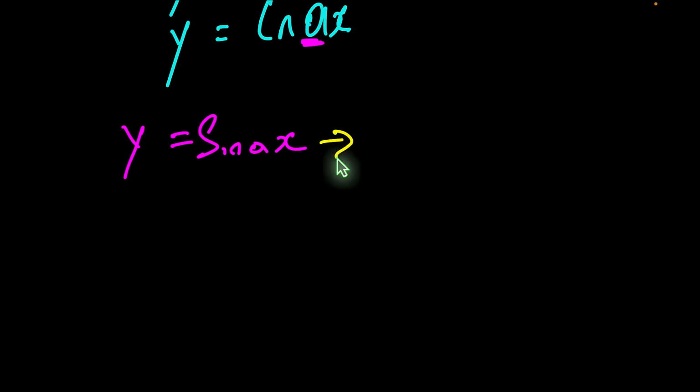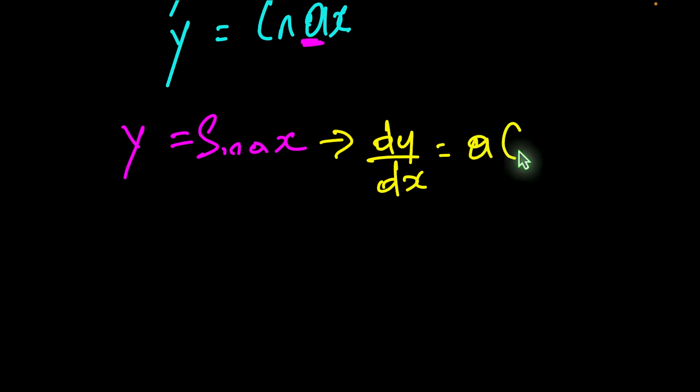Now for our first scenario here where we have y equals sin ax, the standard derivative of that is dy dx, and in the last video we discussed what the derivative means. So for this case, dy dx is going to be equal to a cos ax. Now let's look at an example where we use this format.